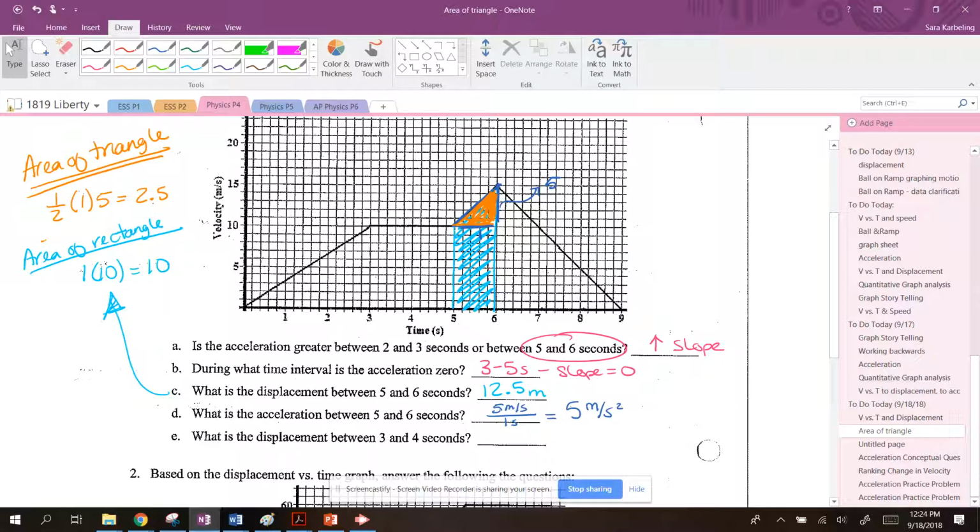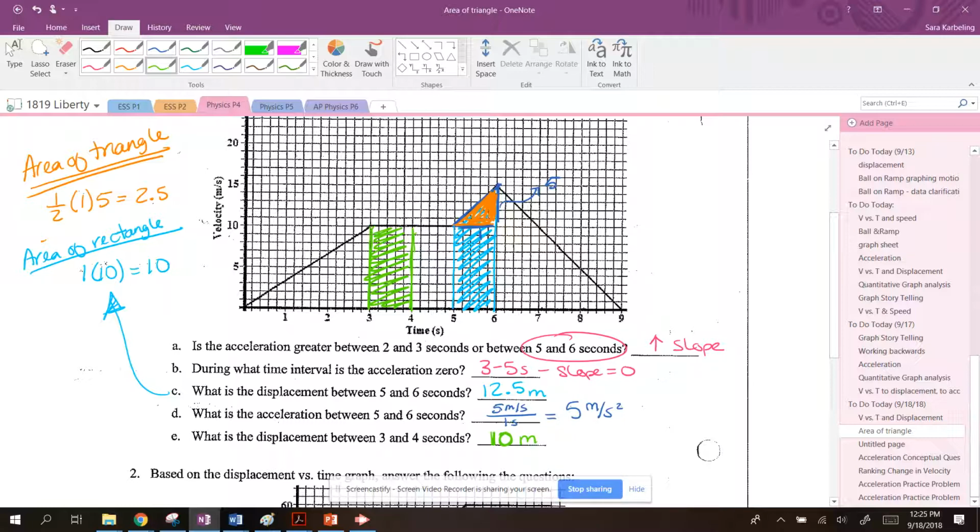You can do it between 3 and 4 seconds. If you haven't done it already, go ahead and do it right now. Between 3 and 4 seconds. It's this thing right here. I can find the area of that thing, right? Base is 1. Height is 10. 1 times 10 is 10. 10 what? 10 meters.